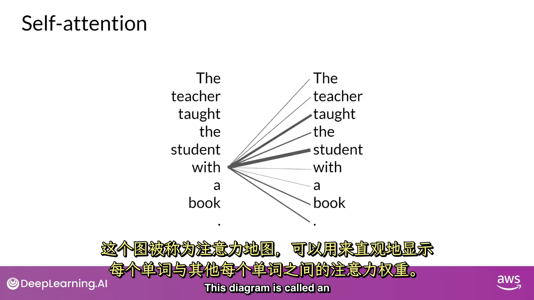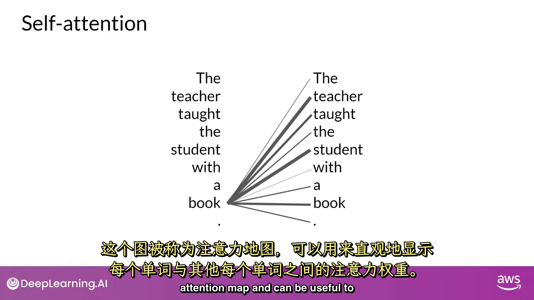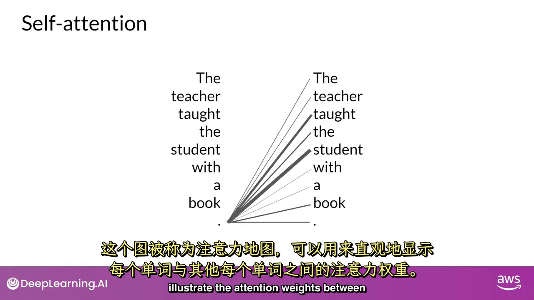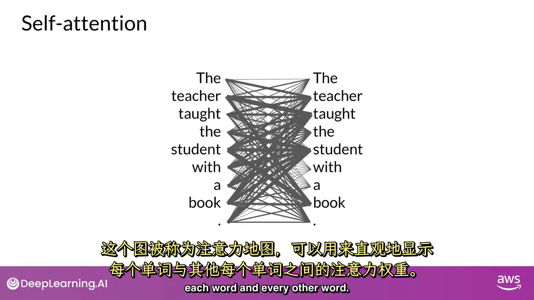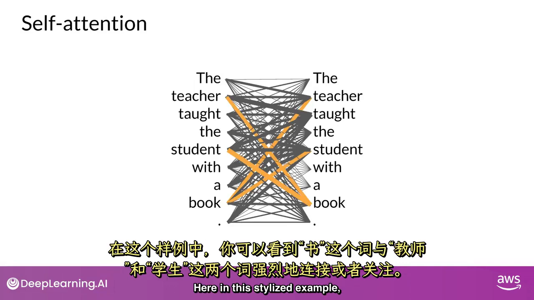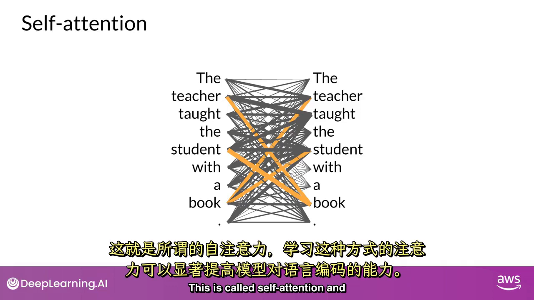This diagram is called an attention map and can be useful to illustrate the attention weights between each word and every other word. Here in this stylized example, you can see that the word book is strongly connected with, or paying attention to, the word teacher and the word student. This is called self-attention, and the ability to learn attention in this way across the whole input significantly improves the model's ability to encode language.